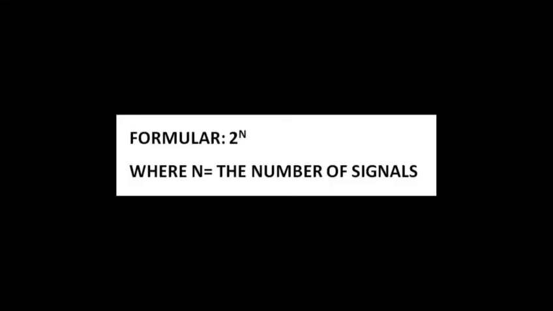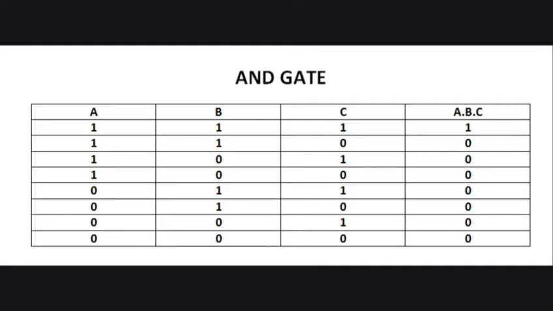Now we have a formula for working out the number of combinations in the truth table, and it's 2 raised to the power of n. That n stands for the number of signals. In this case, you have 1, 2, 3 signals. It means you have 2 raised to the power of 3, and 2 raised to the power of 3 gives you 8. That's why you have 8 expressions in A, 8 in B, and 8 in C.